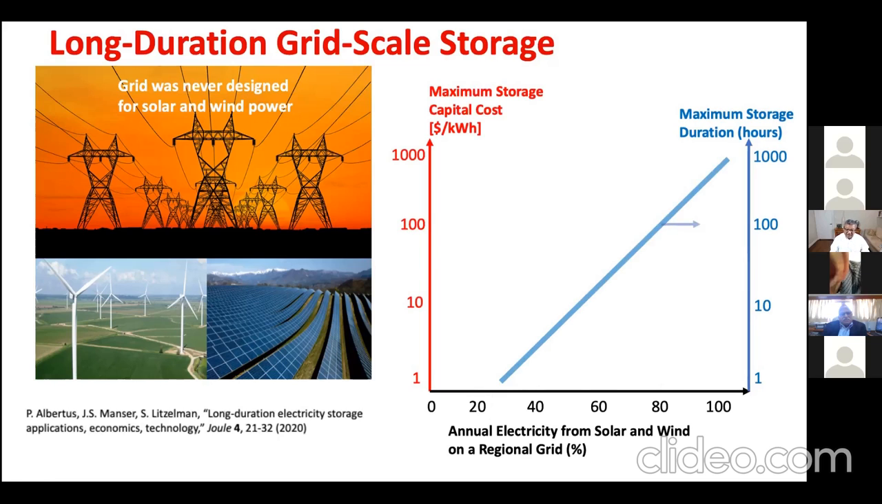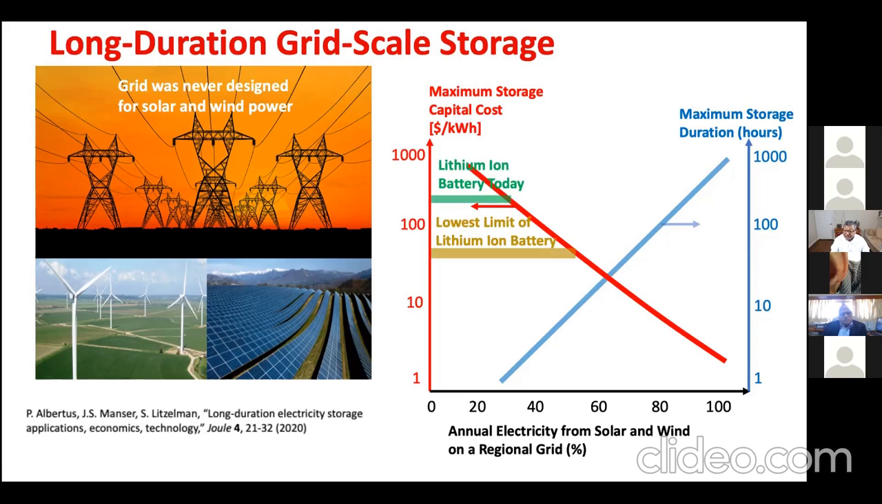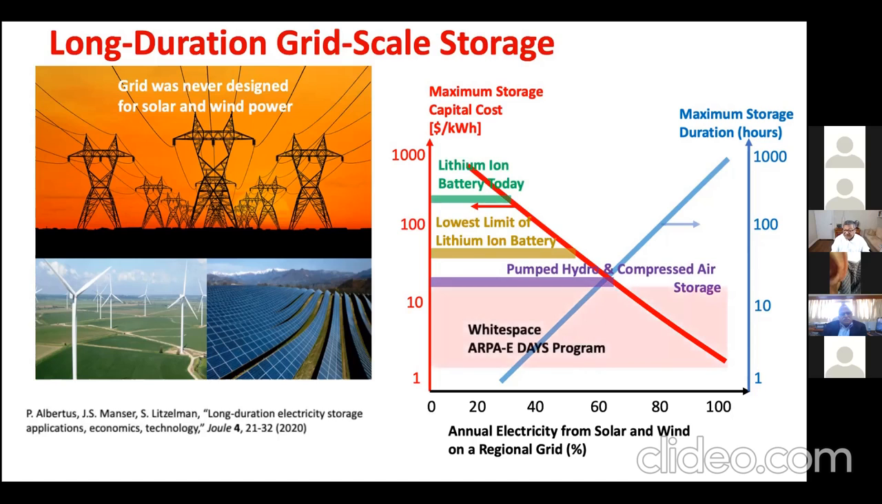And if you want to make it economical, and this is where the economic constraints come in, the cost of storage has to come down. The cost has to be 1/10 that of lithium-ion batteries. This is where lithium-ion batteries are today. This is the lowest limit of lithium-ion battery. This is where pumped hydro and some of the compressed air storage are, and this is where we need to be. And we don't have any solutions yet for this.